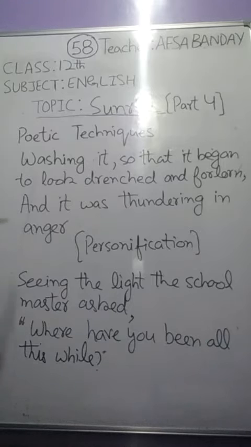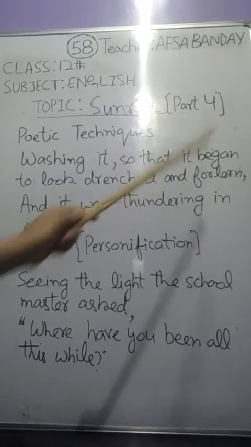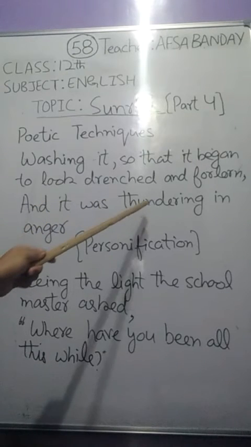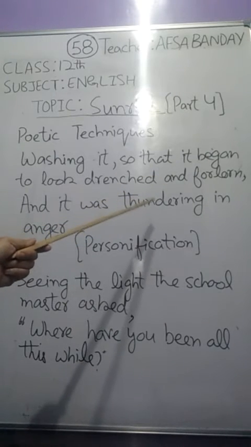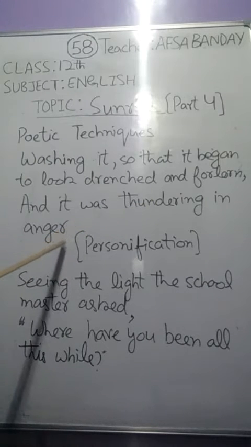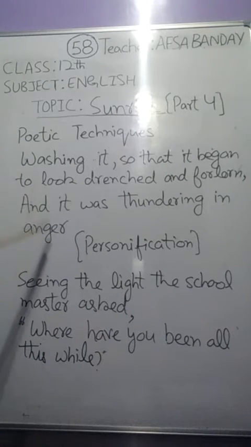Then the next poetic device used in this poem is personification: washing it so that it began to look drenched and forlorn, that means lonely, and it was thundering in anger. Here "it" refers to the sky, when it rains, and rain is accompanied by lightning and thundering, but it has been described as if the sky was expressing anger. Thundering has been referred to as the expression of anger by the sky, and we know anger is an emotion usually related to human beings.